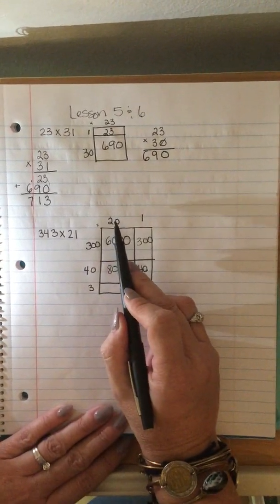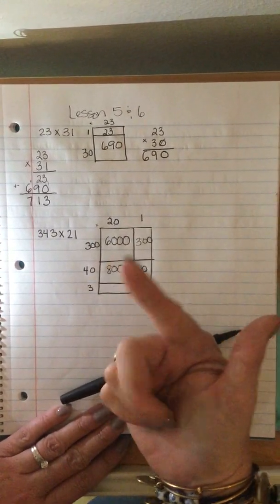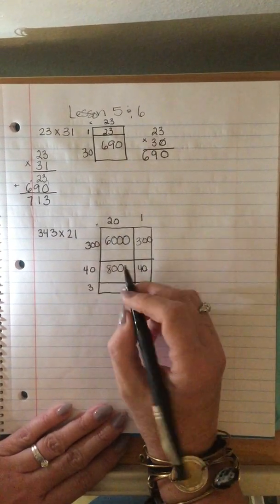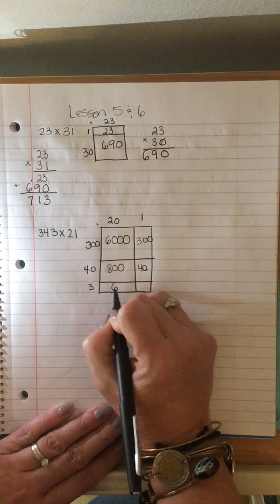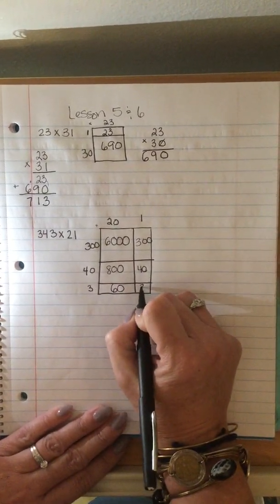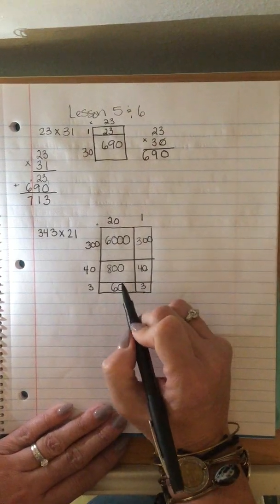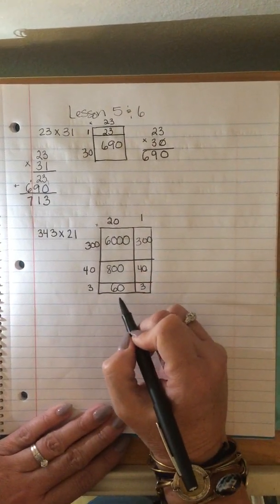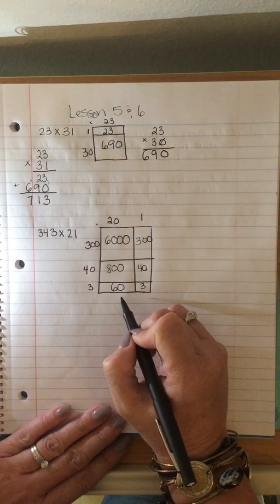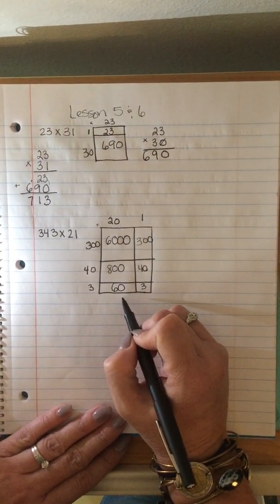And then this one we can count. If we skip count 20, 40, 60, 2 tens times 3 ones is 60 ones, or 6 tens, and then 3 times 1 is 3. And then in this case, I would add all of these boxes on the left. So you can pause here and make sure you're caught up with your area model before we move on.